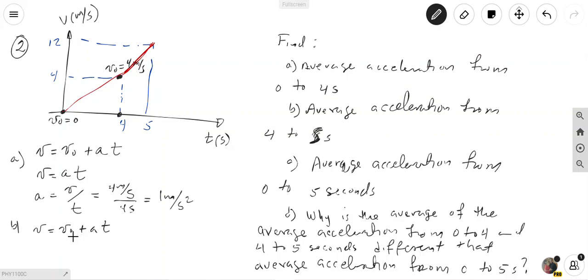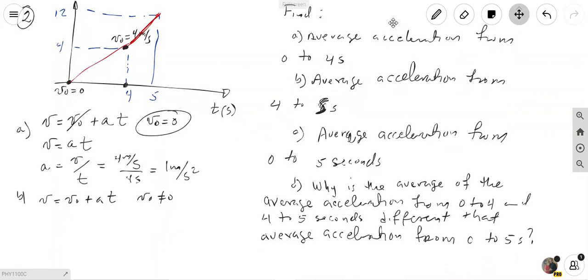So in this case, the initial velocity is different from 0. Remember that in the previous case, the initial velocity was 0. That's why I just canceled this term. But in this case, the initial velocity is different from 0, right? So what I'm going to say now is that the final velocity minus the initial velocity is equal to acceleration times time.